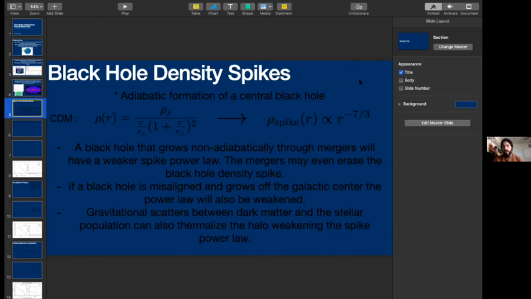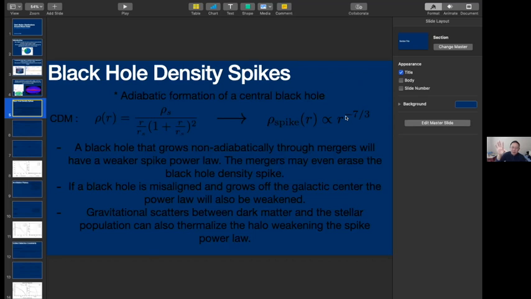So I just wanted to briefly, on one slide, give the results of a CDM scenario. I don't want to go through the derivation because I want to focus on self-interacting dark matter, but I just want to have in the back of our minds what happens in CDM. So in CDM, numerical simulations show that you get an NFW profile.